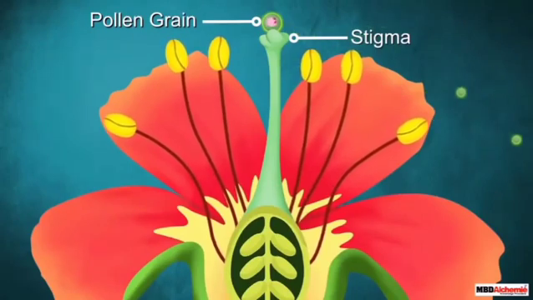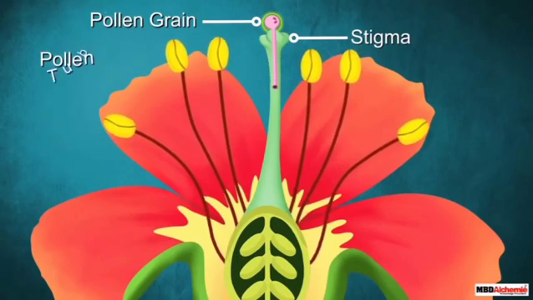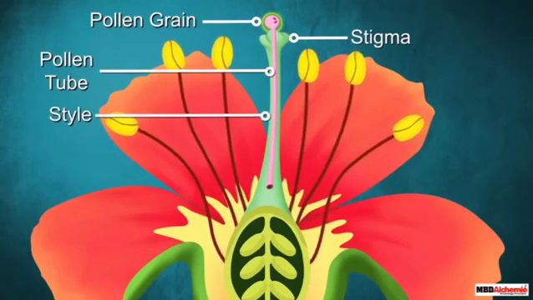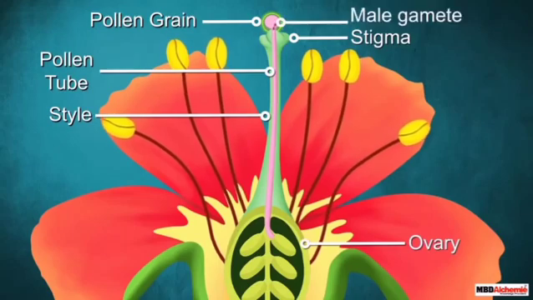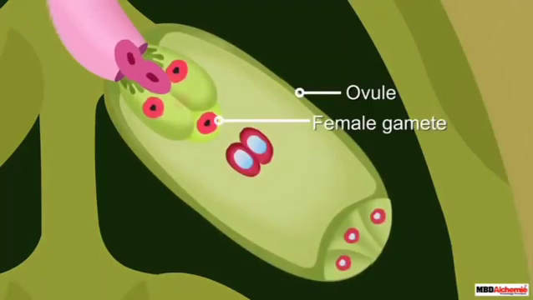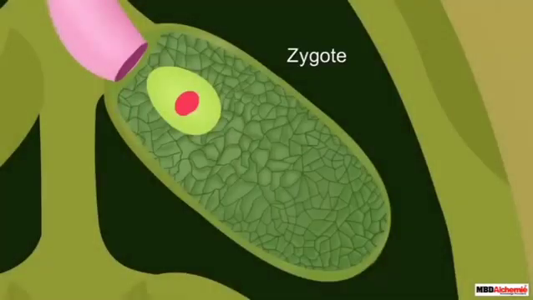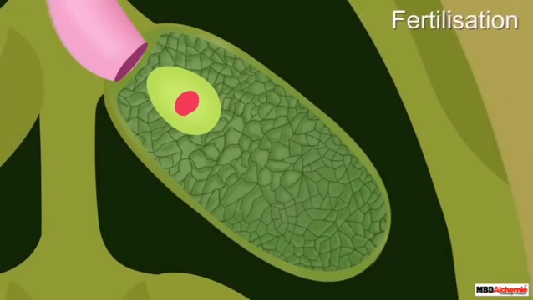Once a pollen grain reaches the stigma of a flower, a tube grows from the pollen grain, and this tube travels through the style and reaches the ovary. The male gamete from the pollen grain moves down this tube and reaches the female gamete in the ovule present in the ovary. After that, the male and female gametes fuse together to form a zygote. This process of fusion of male and female gametes is called fertilization.